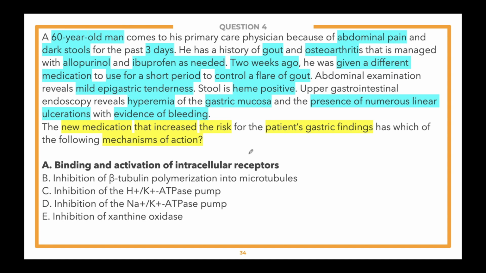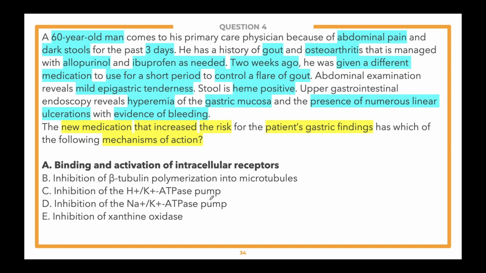So answer choice E, inhibition of xanthine oxidase, that's actually talking about allopurinol. One, it's not used to treat acute flares, and 2, we already know that he was taking it, so it's not a new medication. Answer choice D, this would be talking about something like digoxin, so not as relevant here. Answer choice C, this would be talking about proton pump inhibitors, and these are actually used to treat reflux and peptic ulcer disease, so that kind of is the opposite here.